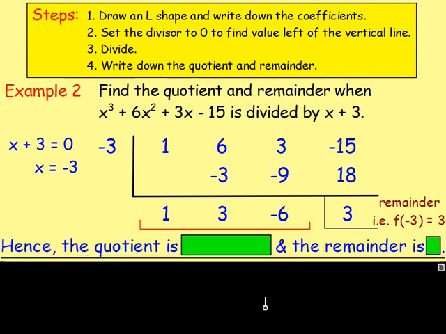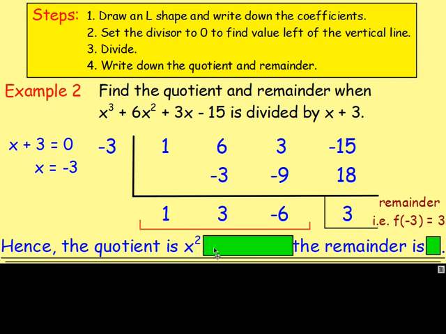Working out the quotient and the remainder then. So the quotient this time, because you've got the numbers 1, 3 and negative 6, remember they are the coefficients of this quotient. And because the original polynomial is of degree 3, if you take 1 off that power, you would end up with an x squared. So that is the coefficient of x squared. So we have 1x squared, then plus 3x, and then a minus 6. That will be your quotient. The remainder is the 3.